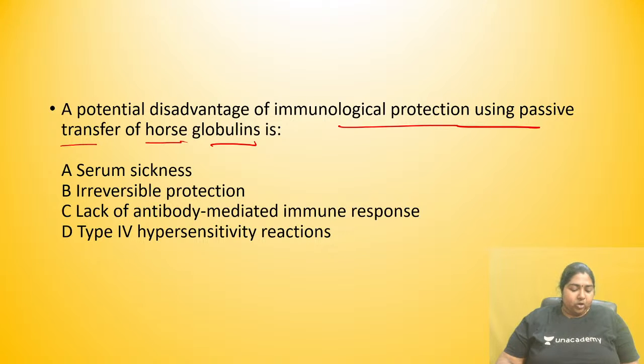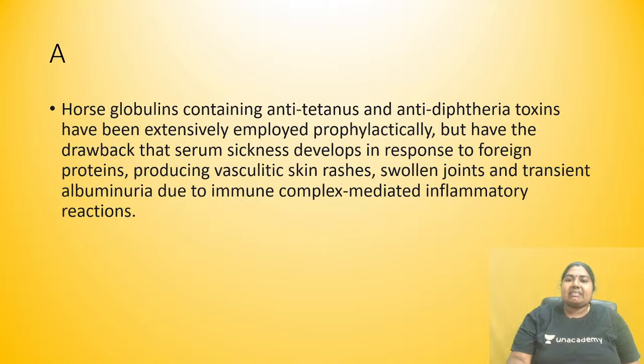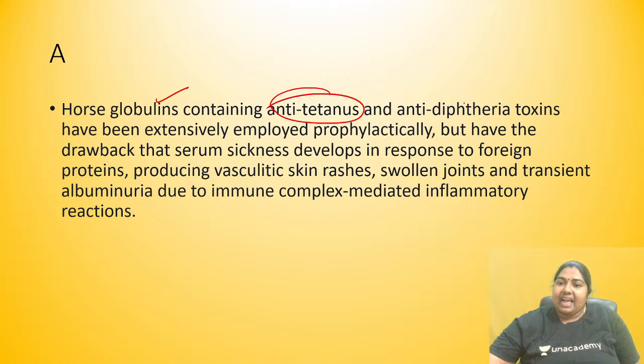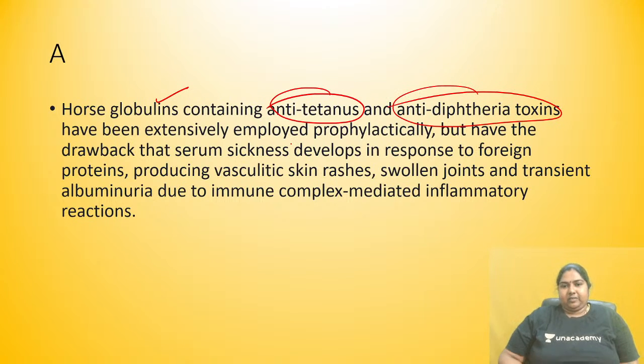Correct, Sananta. Good. Yes, Sushmita. It is absolutely the serum sickness. Right? So let us see what is the serum sickness. See here, if at all you take this horse globulin, they will contain this anti-tetanus and anti-diphtheria toxins. Okay, right. But what happens? So it is going to make the serum sickness.